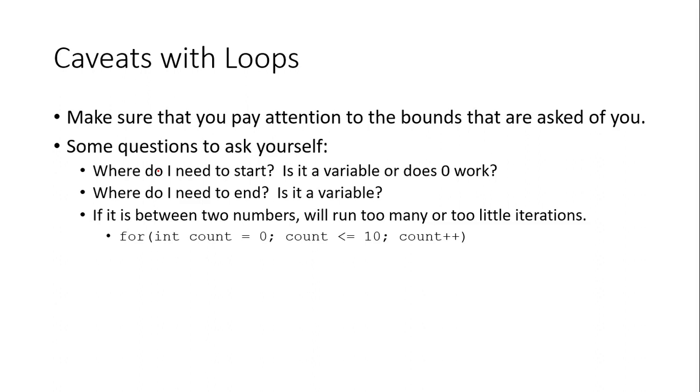Some caveats with loops to be careful of. Make sure to pay attention to the bounds that they asked of you. Ask yourself some questions when you're writing your loop. Where do I need to start? Is that a variable or does 0 just work for my loop? When do I need to end? Is it a variable? Do I know the number? And if it is between two numbers, will it run too many or too few iterations? This is a very common error by students because they don't really think when they write the code.